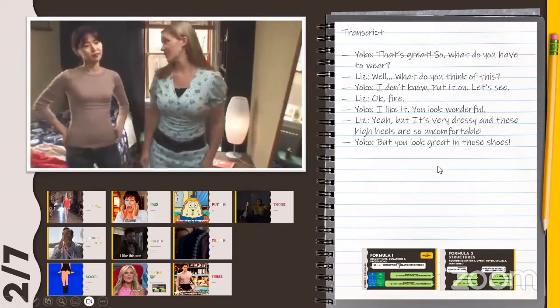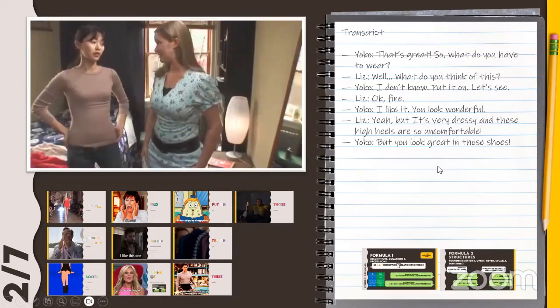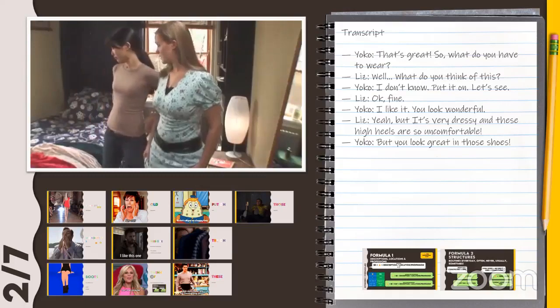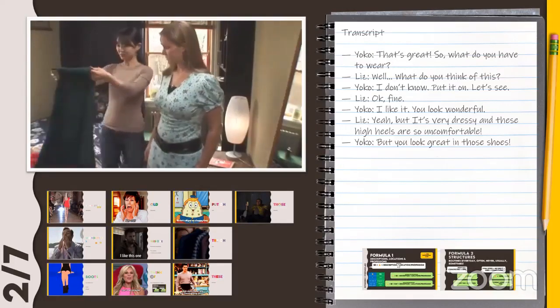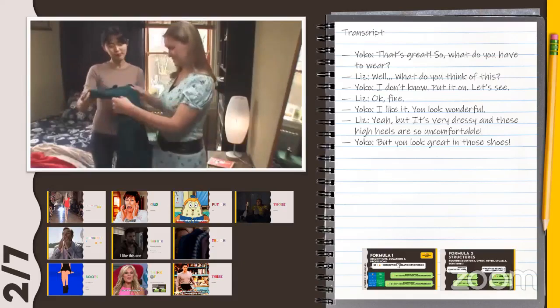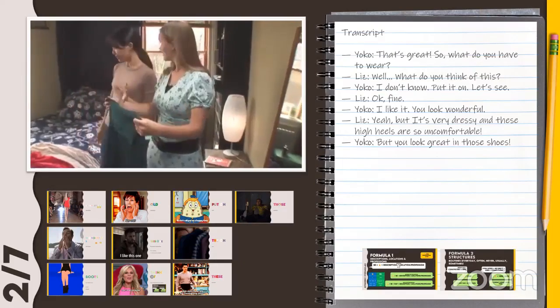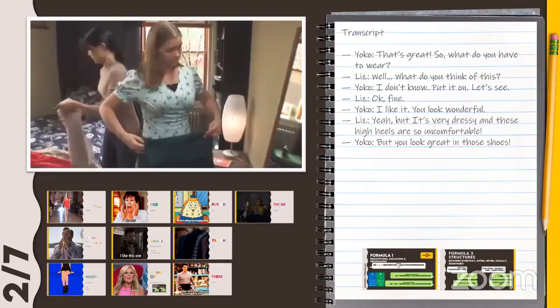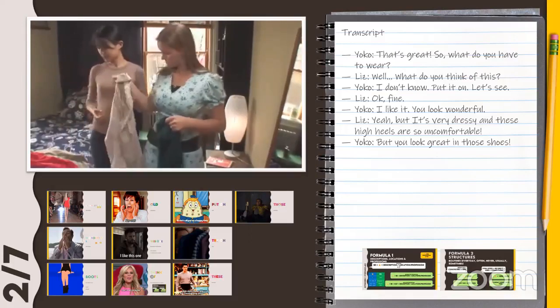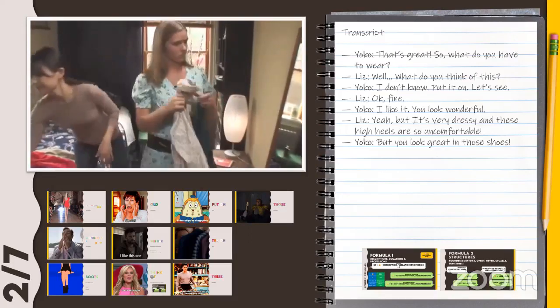You know, I don't think I want to wear a dress. Okay, well, how about a skirt? I like this one. Yeah, but it's really old. That's okay, try it on. With this blouse, and these boots.